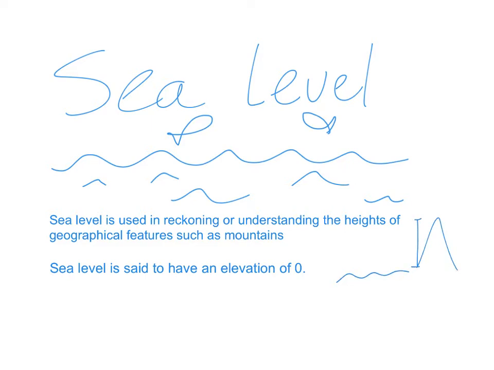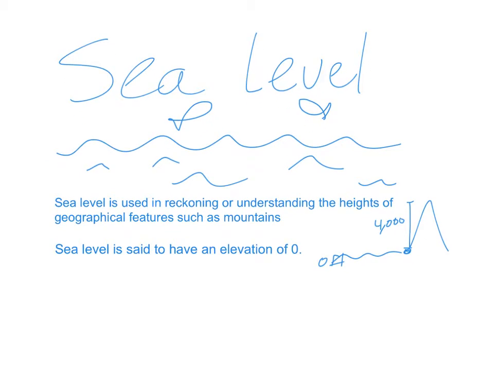Now, sea level is said to have an elevation of 0. So if we're going to talk about the elevation of the mountain, if it's 4,000 feet tall, that means we started down here at 0 feet. So sea level is 0. Now, we also talk about cities and towns in terms of sea level a lot, like that city is only 1 foot above sea level. Or in this next example, we'll talk about New Orleans, which is below sea level.